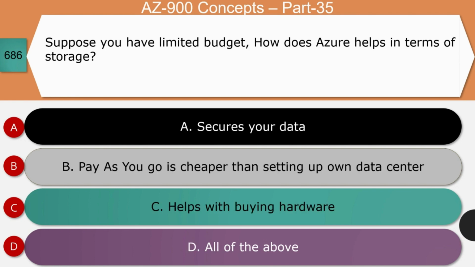Next question: suppose you have a limited budget. How does Azure help in terms of storage? Option A: secures your data. Option B: pay as you go is cheaper than setting up your own data center. Option C: helps with buying new hardware. Option D: all of the above. The right answer for this question is pay as you go is cheaper than setting up your own data center. That's the closest answer, and so that's the correct answer for this question.